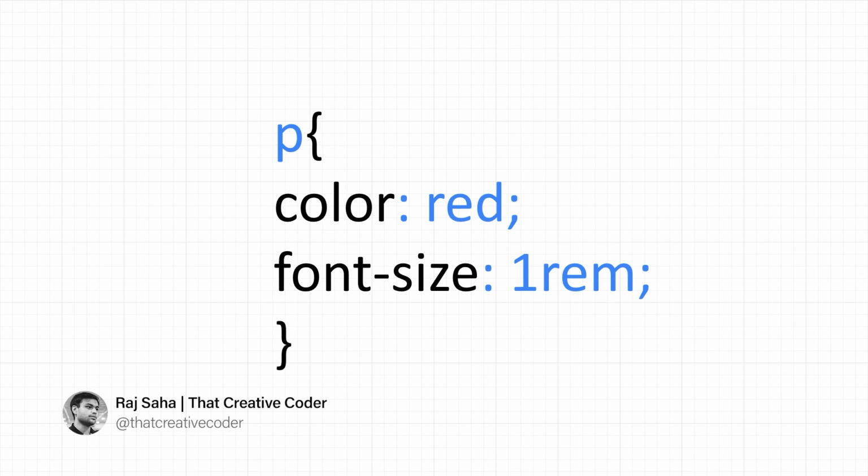Now, this is how we write the CSS syntax. Here we can see there is a paragraph element which we have targeted. We are targeting the paragraph element over here, and we are telling the browser to apply a color red to the paragraph element and a font size of 1 rem, right? So this is how we apply a style in a CSS style sheet. We declare a style like this.